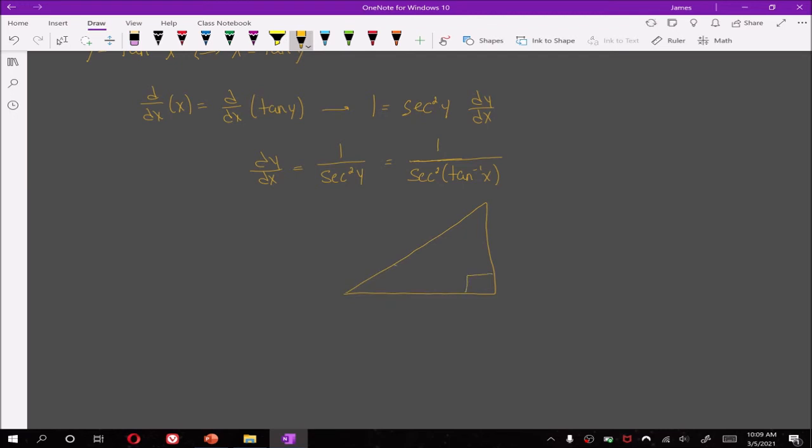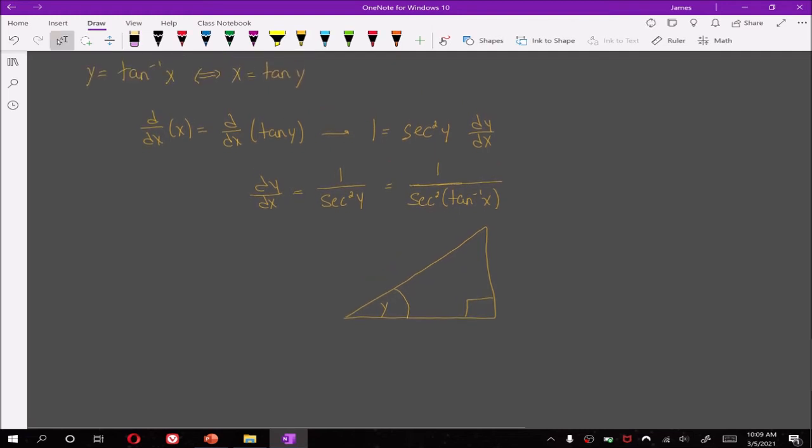So there's our right triangle. We'll say this is the angle y. Now, tangent is opposite over adjacent, right? So opposite is x, adjacent is 1. We can then find the hypotenuse using the Pythagorean theorem, and that is the square root of x squared plus 1.